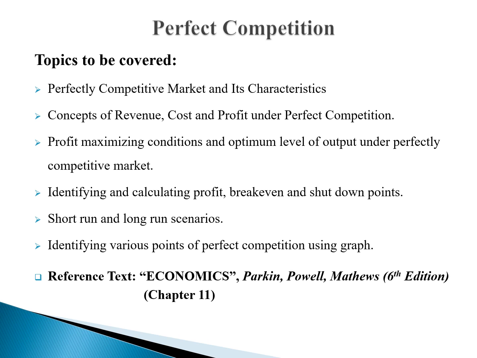So in this chapter, we'll have an idea regarding the perfectly competitive market and its characteristics. We'll also go through the concepts of revenue, cost, and profit under perfect competition. And then we will see the profit maximizing conditions and how to identify the optimum level of output under perfectly competitive market. We'll be identifying and calculating profit, break-even, and shutdown points, and we will also scrutinize these concepts under short-run and long-run scenarios. And at last, we'll be identifying various points on perfect competition by using a graph.